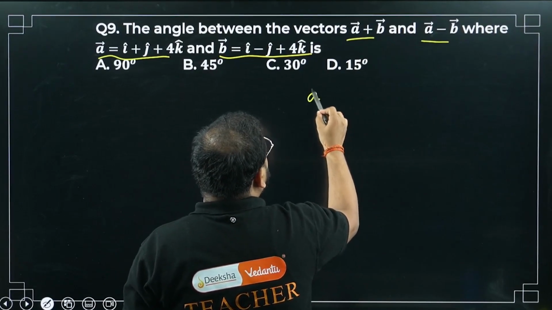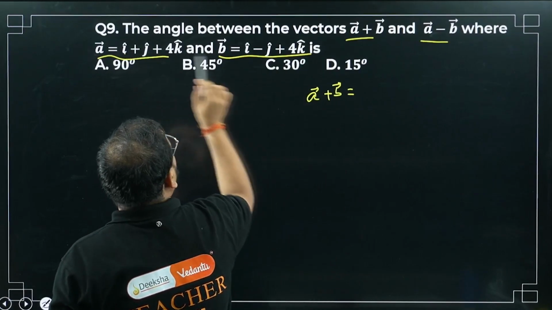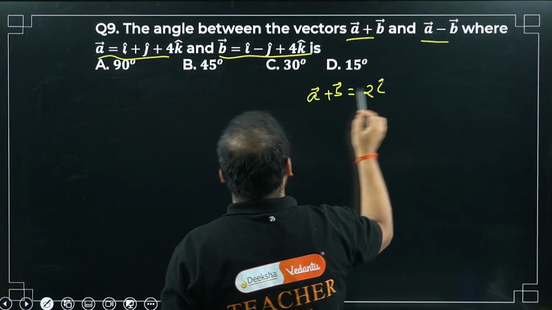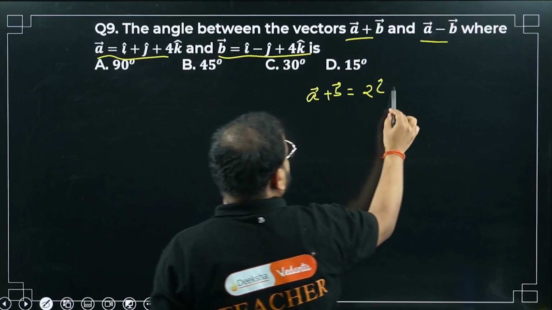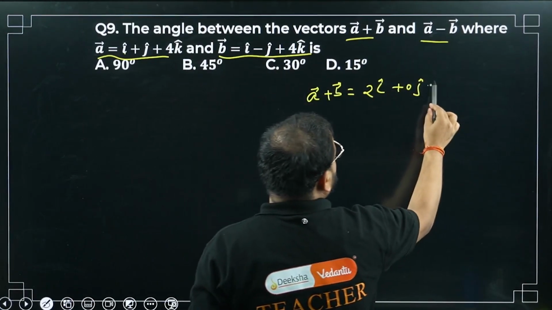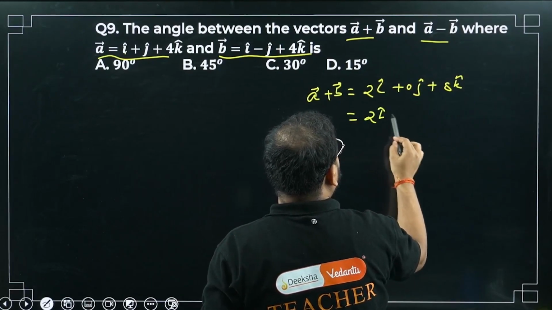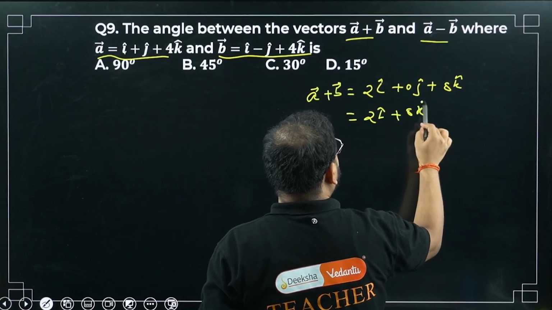Please check. So if I am finding A plus B, what is it? I plus I, 2I, J minus J, so plus 0J, 4K plus 4K, so plus 8K. What is going to be, bacha? 2I cap plus 8K cap.